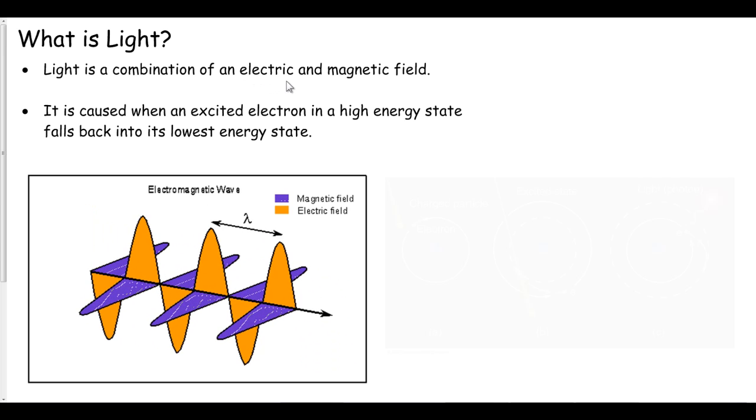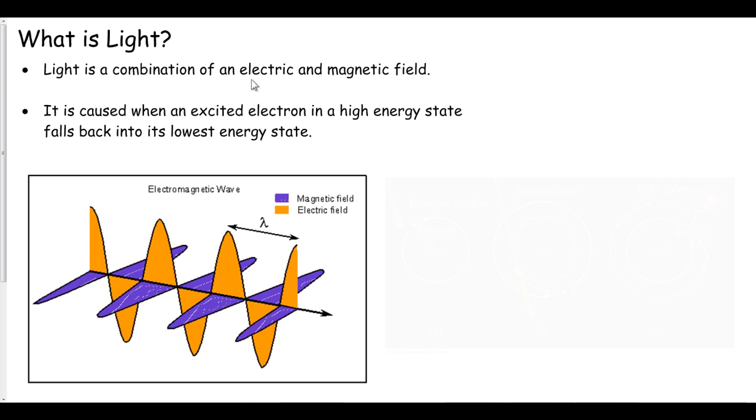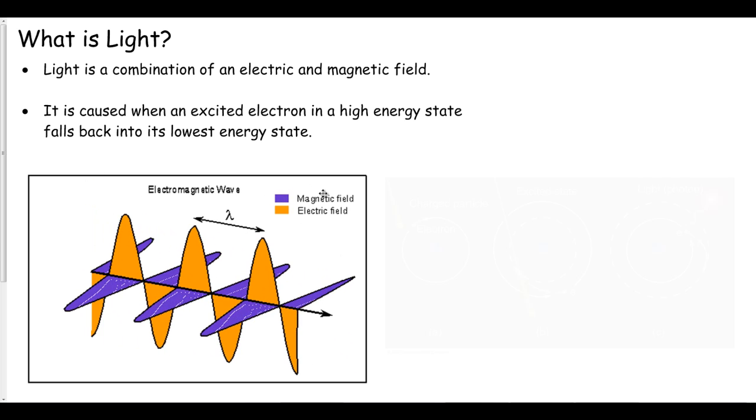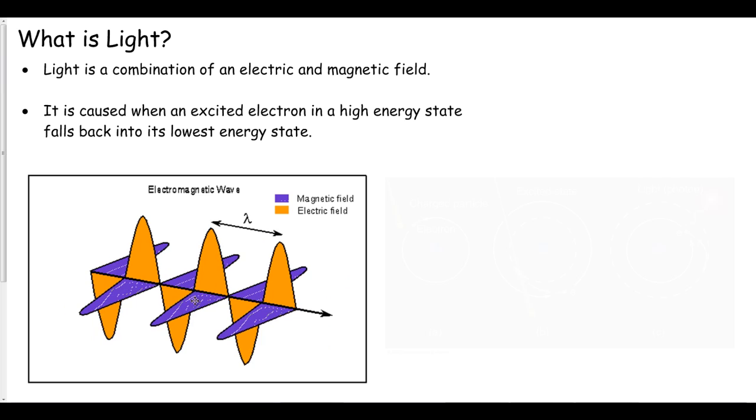And this is how your radio works to push out or to get radio waves. It causes electrons, which are electrically charged, to vibrate. And that produces an electric field, and it also produces a magnetic field. And here we have an animated picture of an electromagnetic wave. The orange here is the electric fields, and the magnetic fields are the purple.